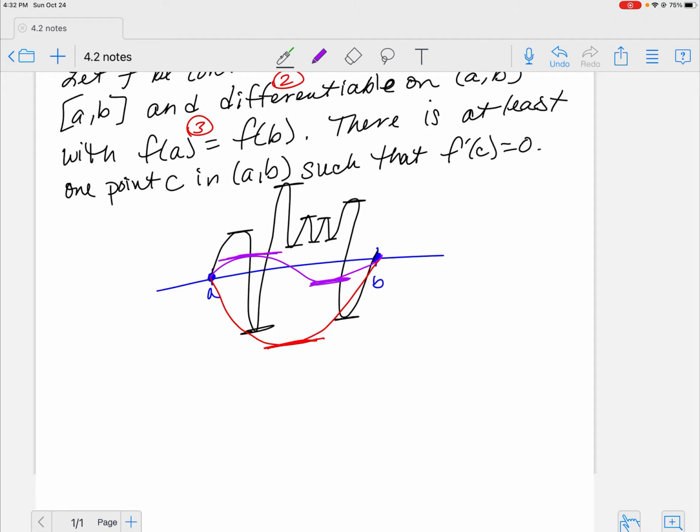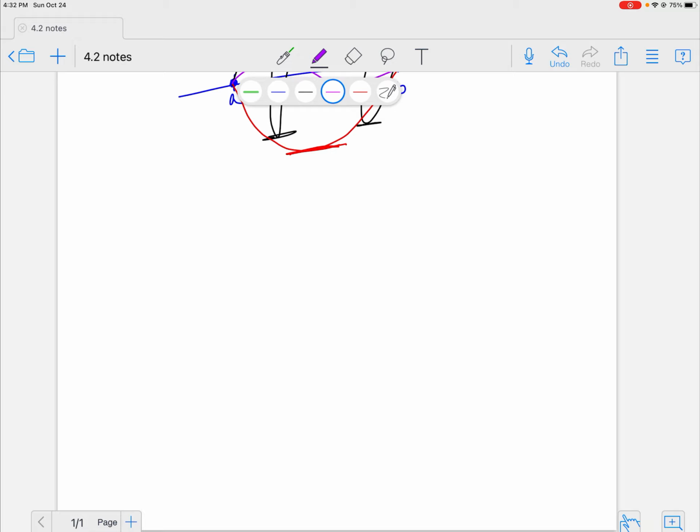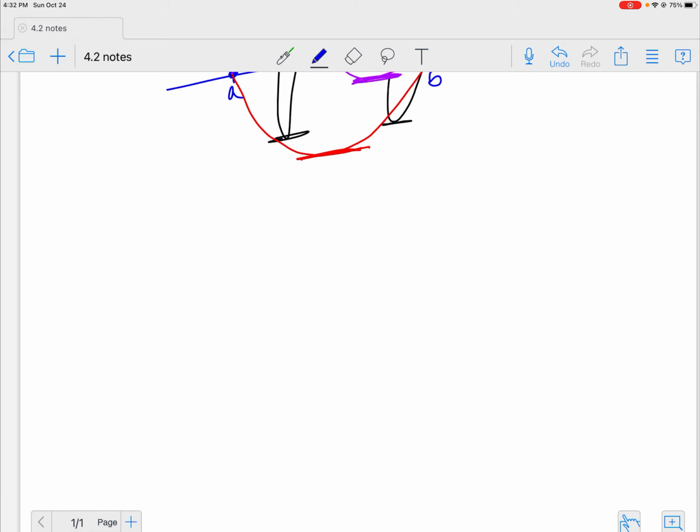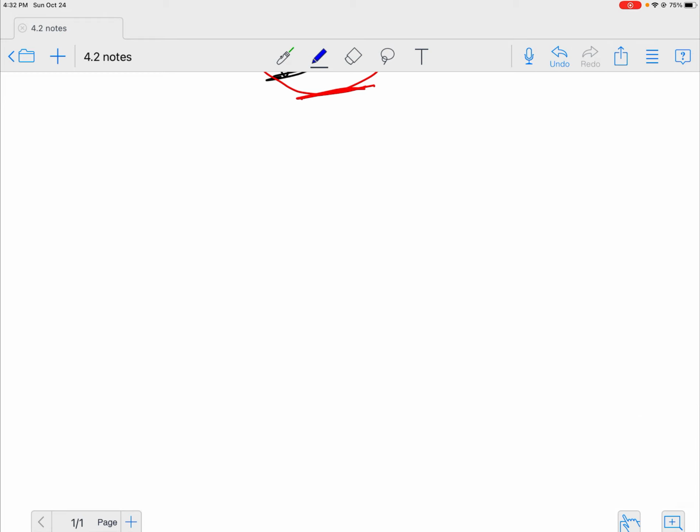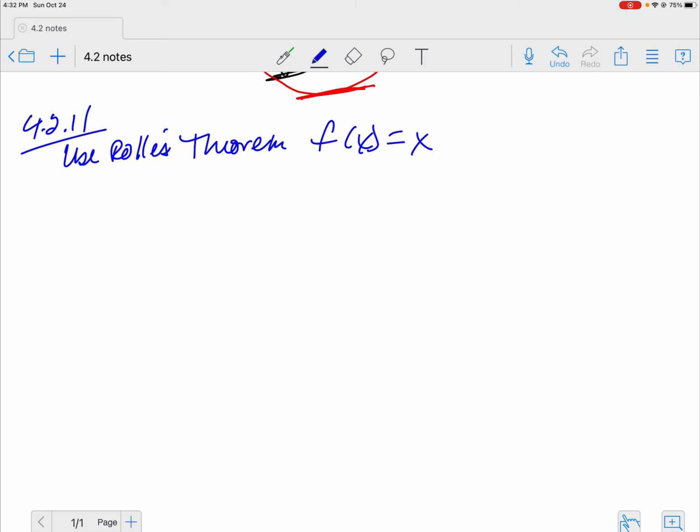Okay, let's do one. The examples in your book are not super awesome in my opinion, so we're going to just do some examples out of the exercises. So we're going to start here with 4.2.11. And we're going to use Rolle's theorem. f of x is equal to x times (x minus 1) squared on the interval from 0 to 1.